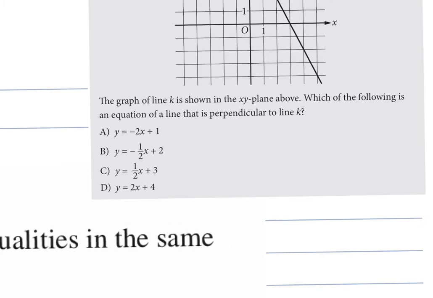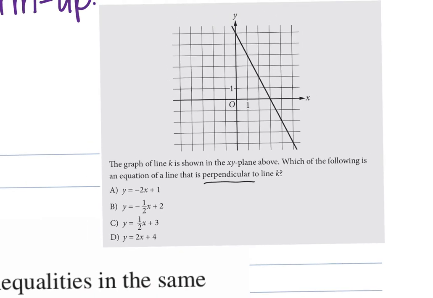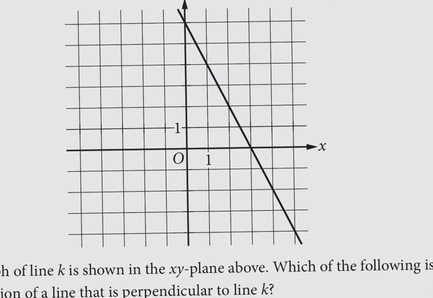Remember, perpendicular means that it's not parallel, okay? It's exactly going to create a 90-degree angle with the other line, okay? Now, in terms of slope, what that means is it's going to have the slope that's the opposite reciprocal, okay? So the first thing that we needed to do was find the slope of this line.